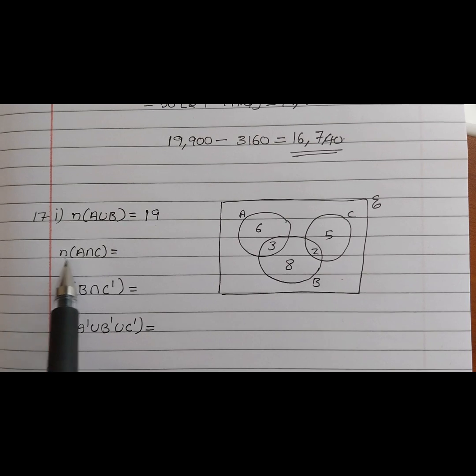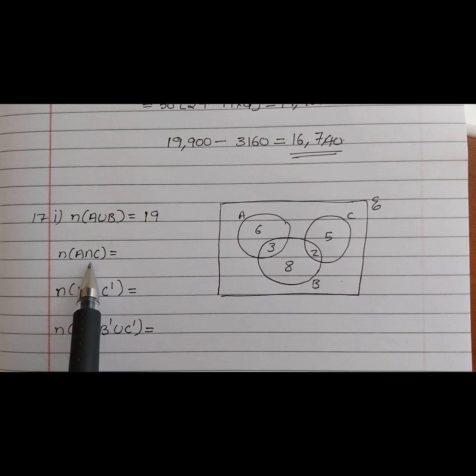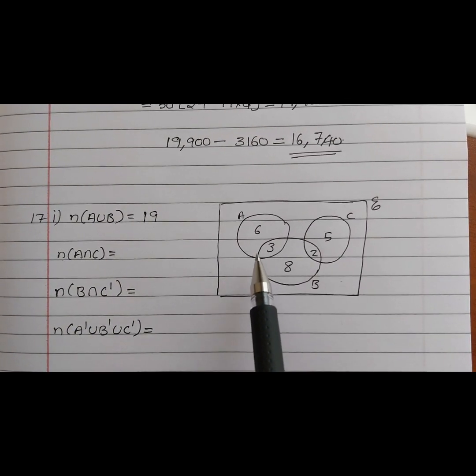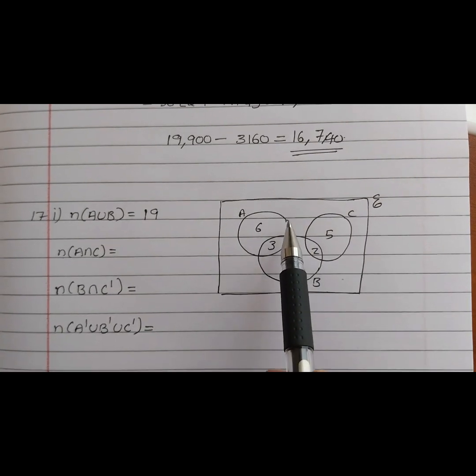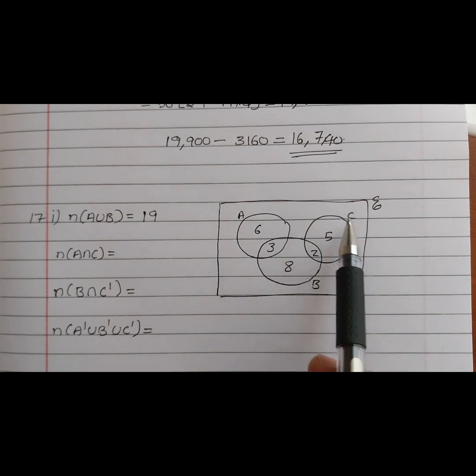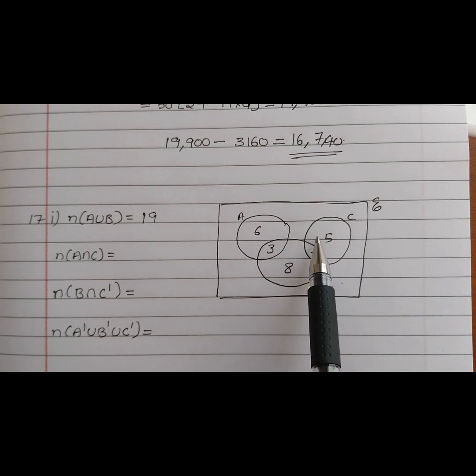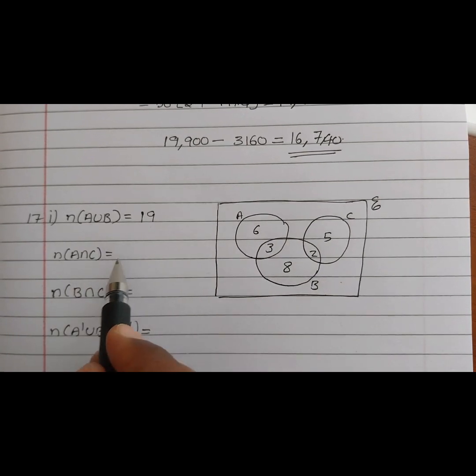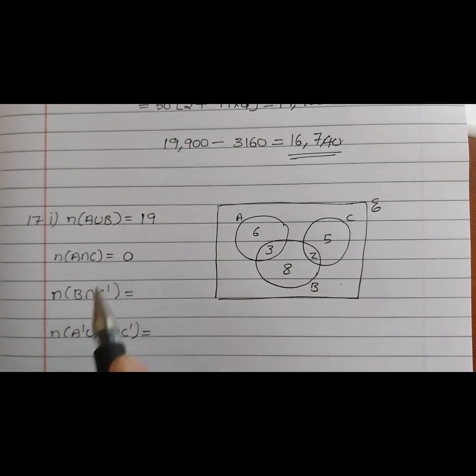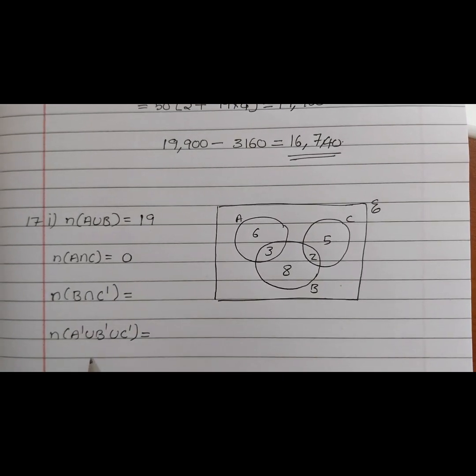Next is number of elements of A intersection C. Intersection means common elements. So if you consider set A and set C in this picture, you can see there is no common elements between this A and C. So the number of elements in A intersection C is 0.